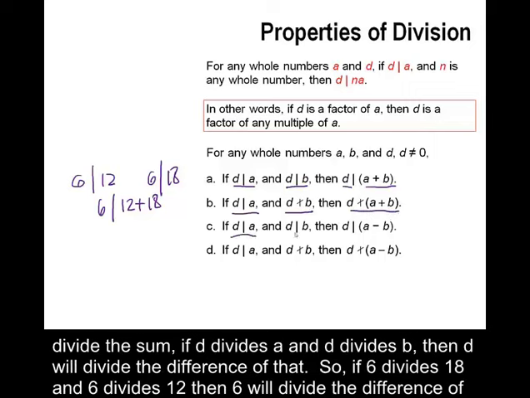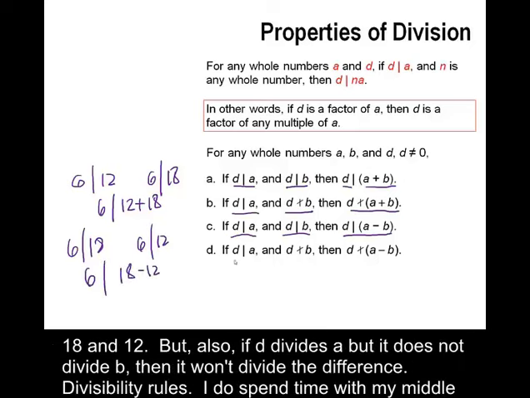If D divides A and D divides B, then D will divide the difference of them. So if 6 divides 18 and 6 divides 12, then 6 will divide the difference of 18 and 12. But if D divides A but does not divide B, then it won't divide the difference.